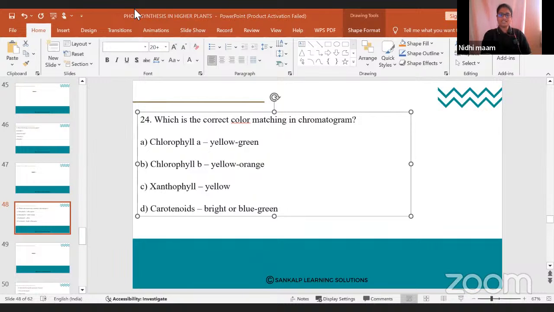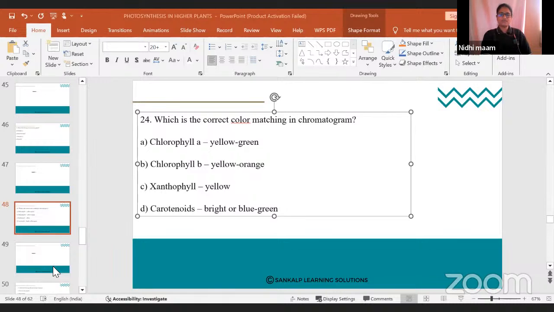Quick response is given by Sharath, Shashank, yes, Bhuvan. Yes, Shadab Tolgi, Dyamanna are active on YouTube. Be fast. Which is the correct color matching in chromatogram? Shrikant answered it.